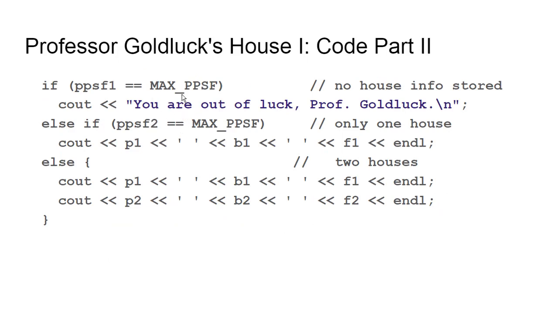Similarly, if the first house information is there, we can check whether the second house information is there. If it's not there, then we just output one house's information. Otherwise, we output two.